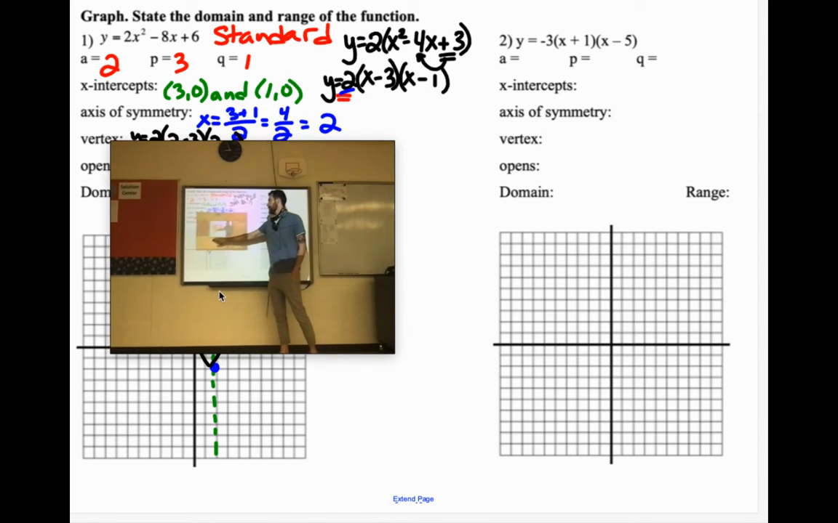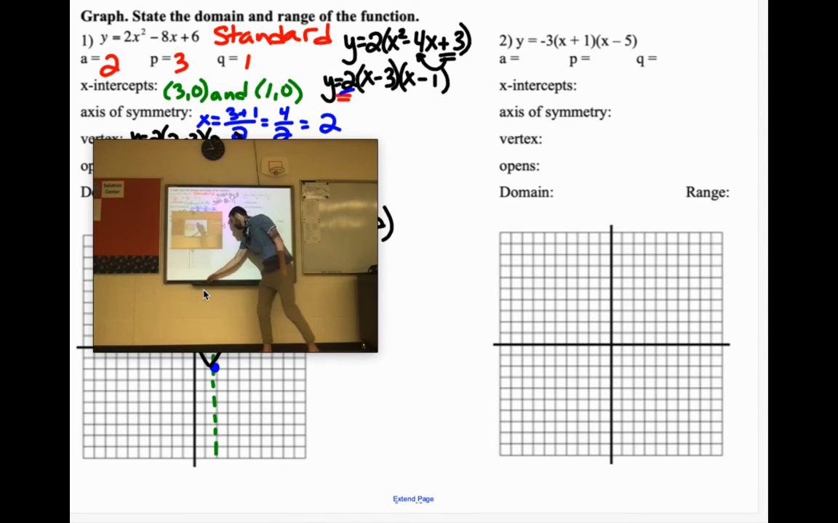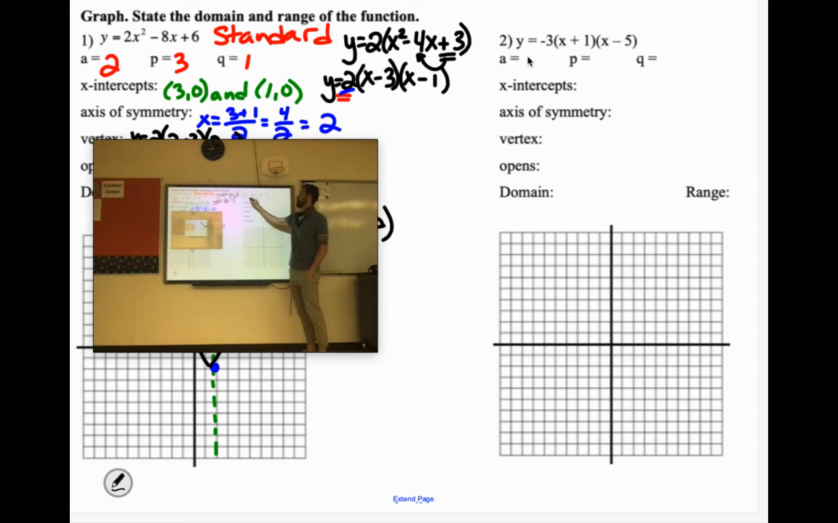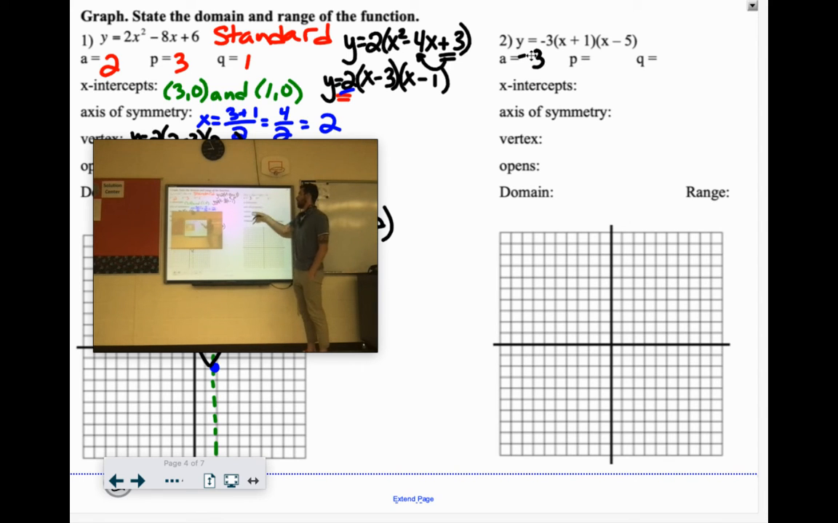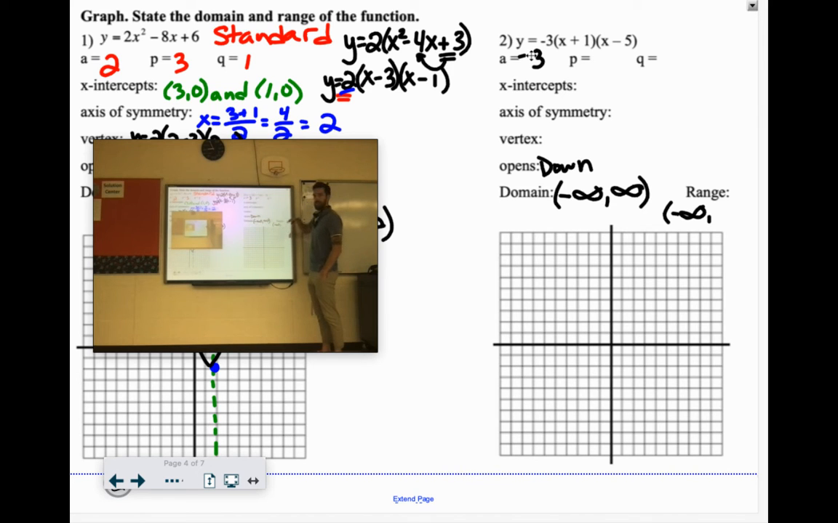This one we don't have to factor, we can get straight after it. So a is negative 3, which we can tell that opens down then. We know domain for all these is all real numbers. Now if it opens upside down, that means we're going to start at negative infinity for the range, and then we're going to have a maximum point. So we don't know what that is yet, but we'll figure that out.